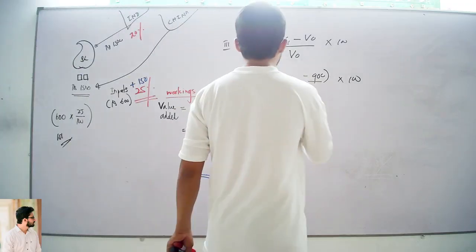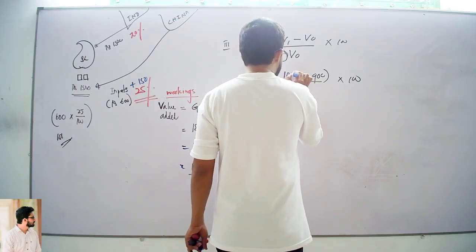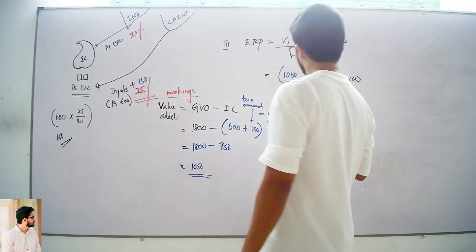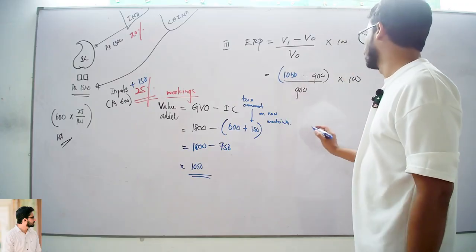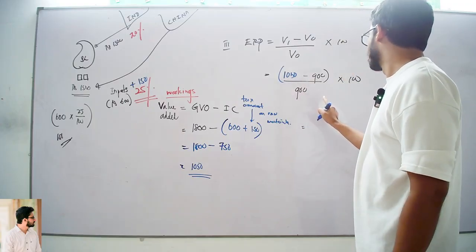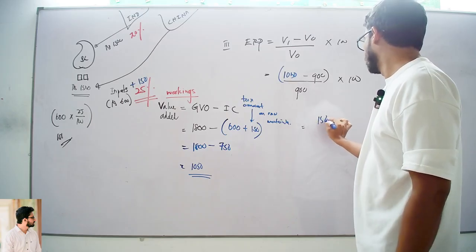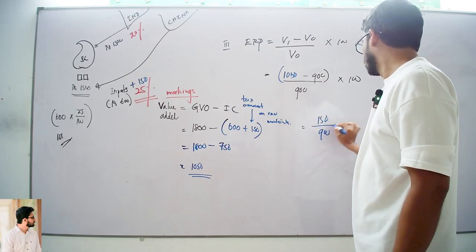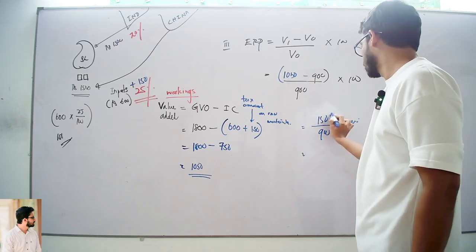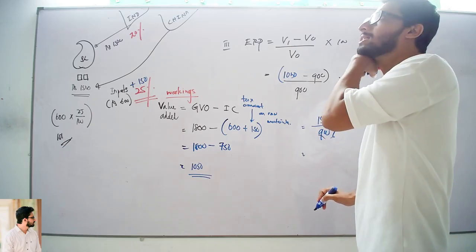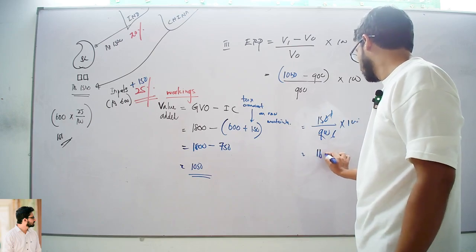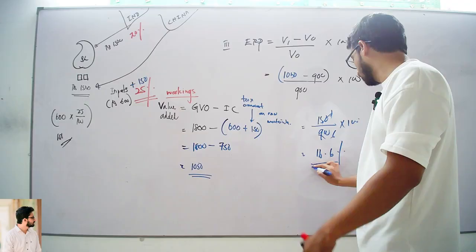1,050. Okay, lamai, then the new value added is 1,050 minus 900. Then put the value here: 150 over 900 into 100. How much is the value? 16.6. Can 16.6, see.